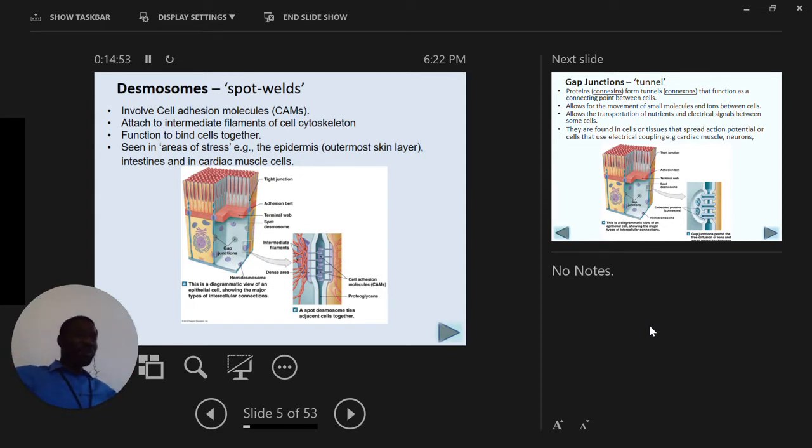I like the way you think, Matt, because the way you think prompts us to talk more on things. So those spot welds are more on the outside of your body, like your skin, keeping you together. There's a lot of stress impacting your skin because it is the one outside, protecting the whole body. So you have desmosomes there, in the epidermis. You have them also in the intestine.